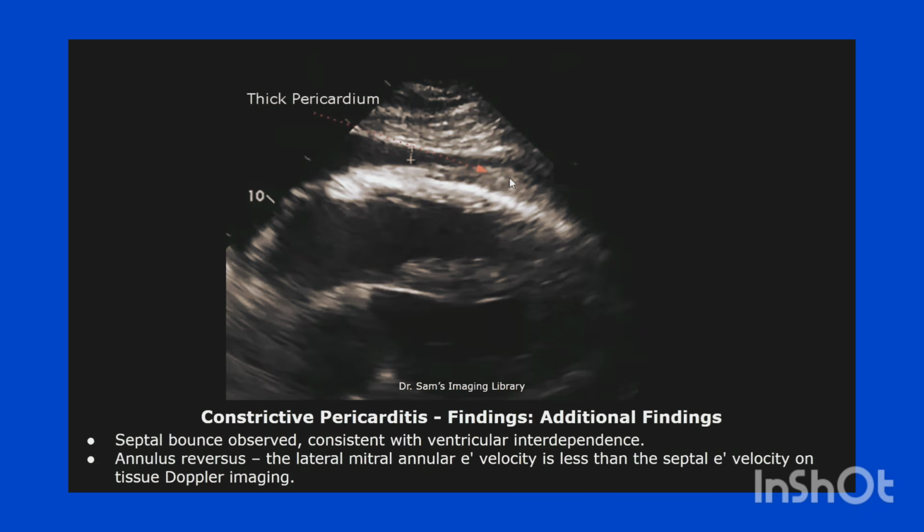These are the additional findings. Septal bounce observed, consistent with ventricular interdependence. Annulus reversus. The lateral mitral annular E velocity is less than the septal E velocity on tissue Doppler imaging.